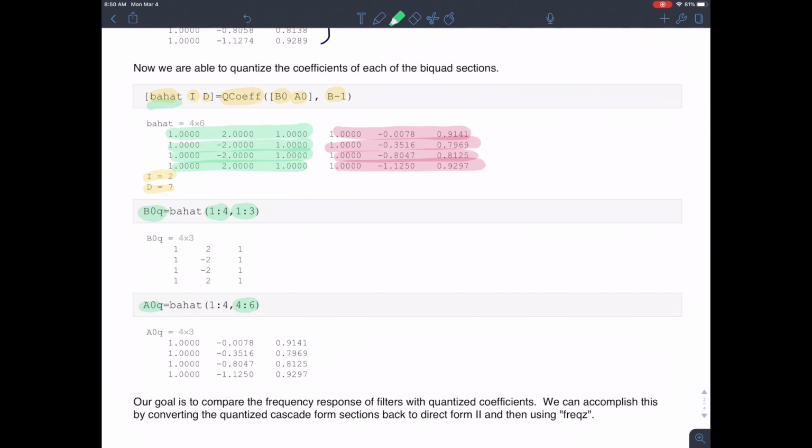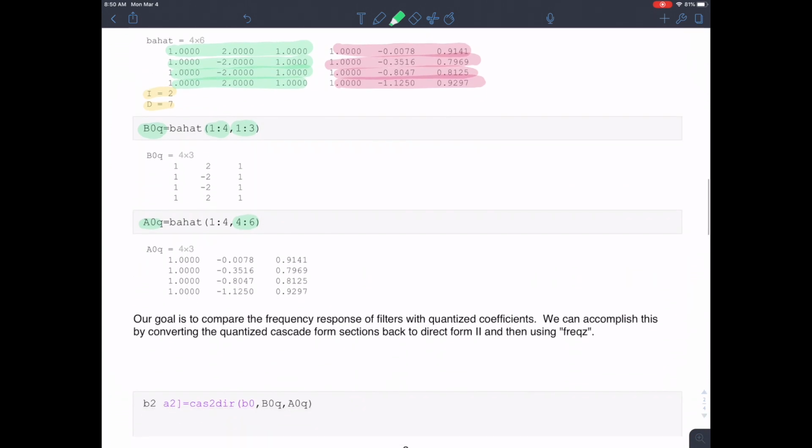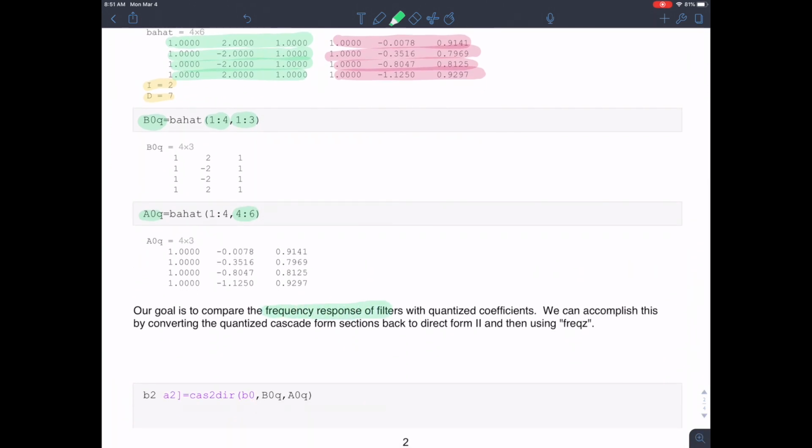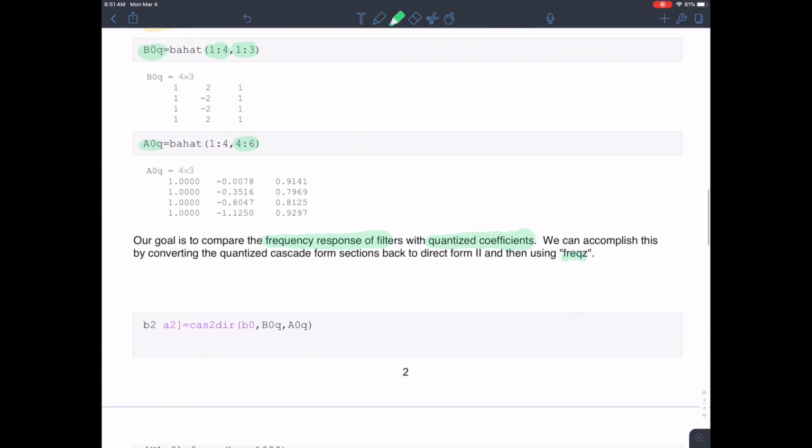All right, so I've got quantized coefficients for the cascade form. Our goal here is to compare the frequency response of the filters with quantized coefficients. So we can accomplish this by, for direct form 2, we already have the coefficients. We can do the filter command and see what happens. But to do that with cascade second order sections, we need to convert that back to just a single A vector and B vector, and then we can use freq Z. All right, so that's what happens in the next step.